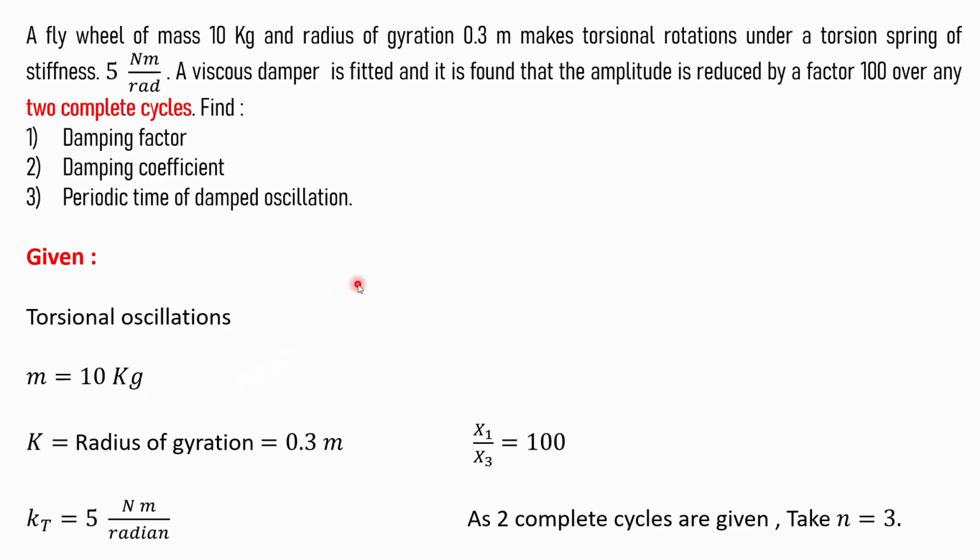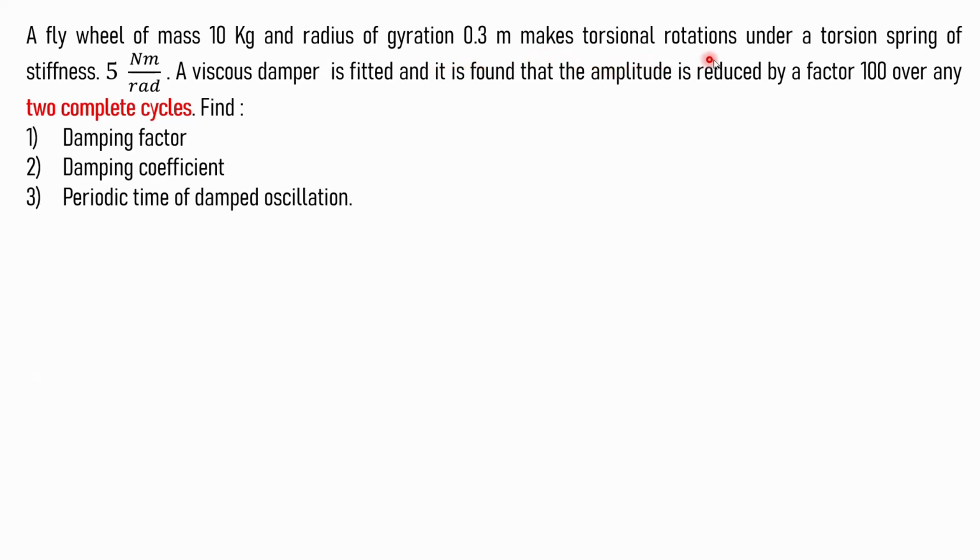So let us start with another example. A flywheel of mass 10 kg and radius of gyration 0.3 meter makes torsional rotations under a torsion spring of stiffness 5 Newton meter per radian.